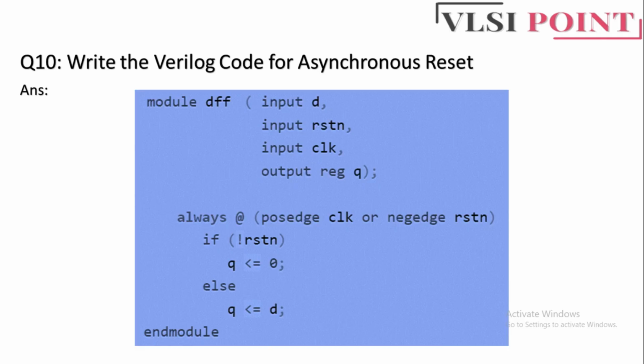Simply you should write module, then the module name, all the input output signals, then always @(posedge clock or negedge reset_n). Wherever you see this line, that means it is an asynchronous reset. Then if negation of reset_n, that time 0 is assigned to Q, else D is assigned to Q, end module. So this is how you can write a Verilog code for asynchronous reset signal.